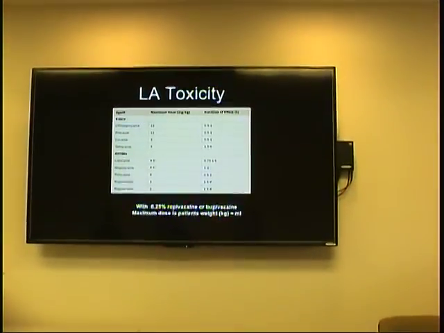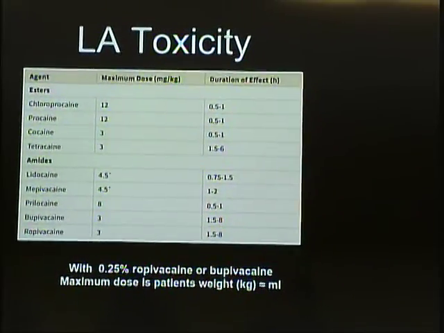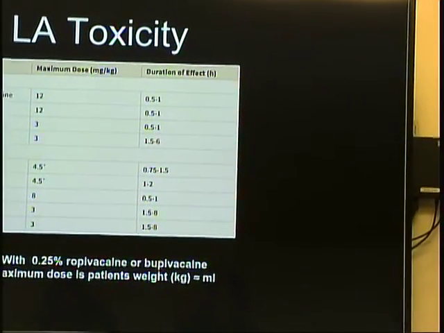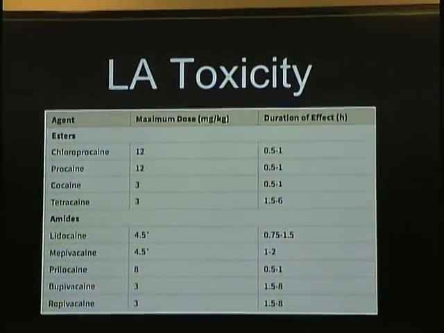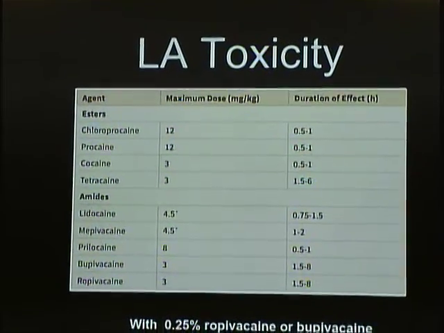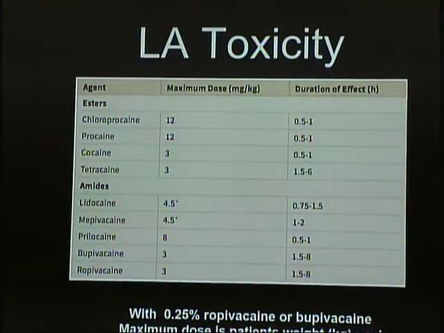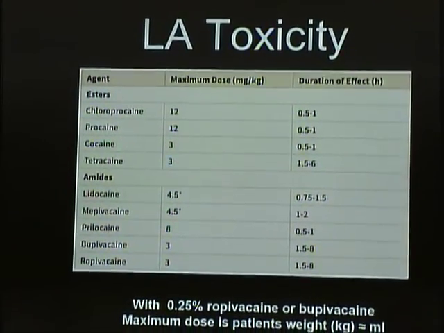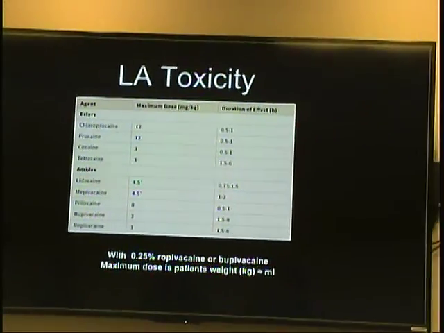And this is a list of the maximum dosages. We use ropivacaine and bupivacaine mostly. If you look at the maximum dosage, it's about 3 milligrams per kilogram, but you could round down and say 2.5 milligrams per kilogram. When you use local anesthetic that's 0.25%, that's 2.5 milligrams per milliliter. So you're essentially saying that whatever the person weighs, that's how much bupivacaine or ropivacaine you can give in milliliters.